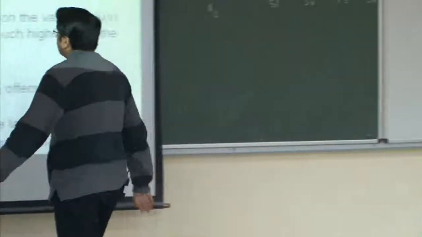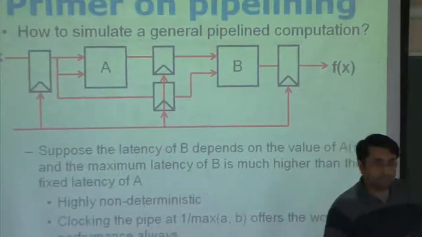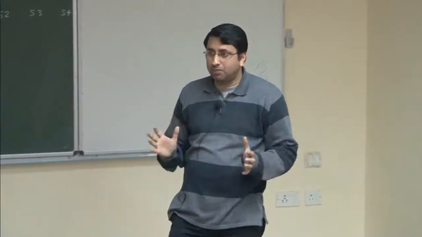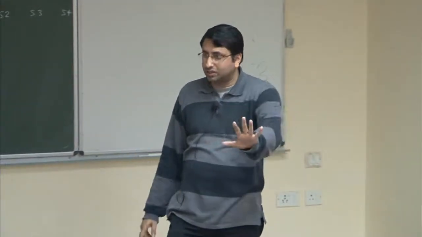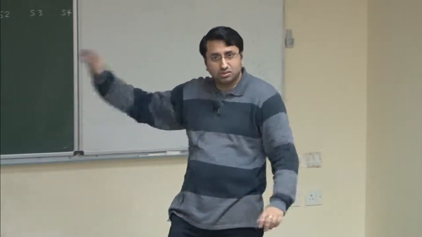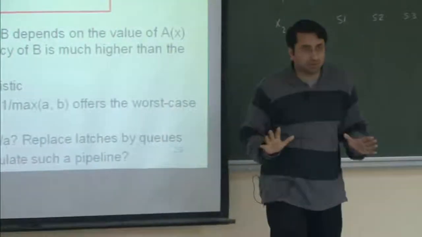Suppose, imagine a situation that this queue is full in a particular cycle. How should the pipeline behave? A should not do anything in that cycle, right? B should pick up an item, process it, and put it in the queue. So assume that this queue has at least one slot. That should be the correct behavior.